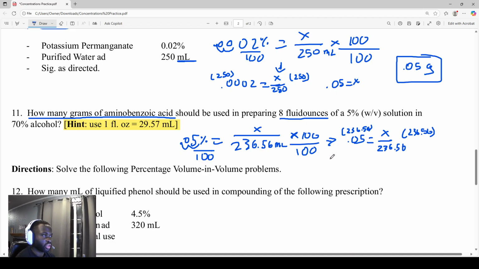Right? And giving us, oh, and it wants the answer in grams, so we don't need to do any extra work. It's going to be 11.828 thousandths, also known as 11.828 thousandths grams. And that would be our answer.